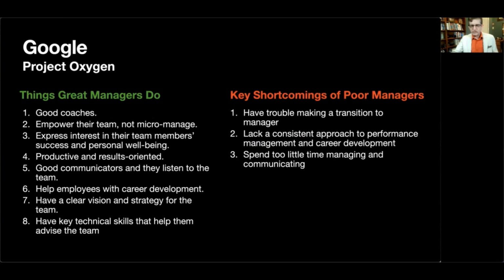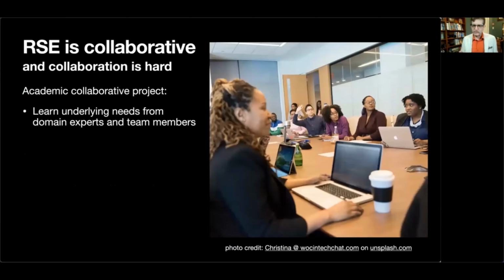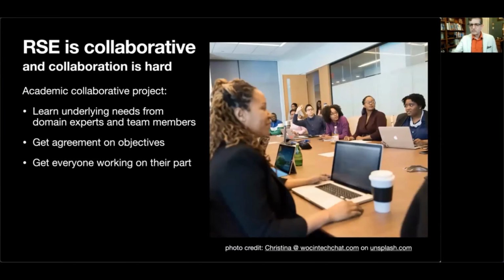And I think that if you've been in research and research software for a little while, you probably have built up some of those advanced skills, because research software is intrinsically collaborative, and collaboration is hard. So if you've been involved in a research collaboration project before, you've probably done things like learning underlying needs from the researchers, getting agreement on objectives, making sure everyone's working successfully on their own part, making sure grad students and postdocs develop their skills. Most research software teams I've seen are very generous about that. And then, execute and get the software done and papers out.